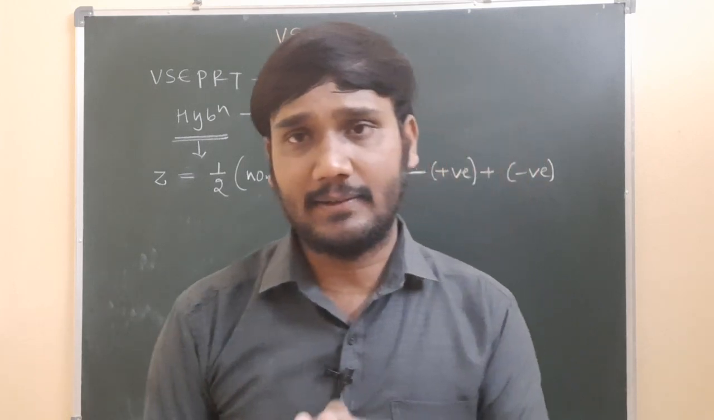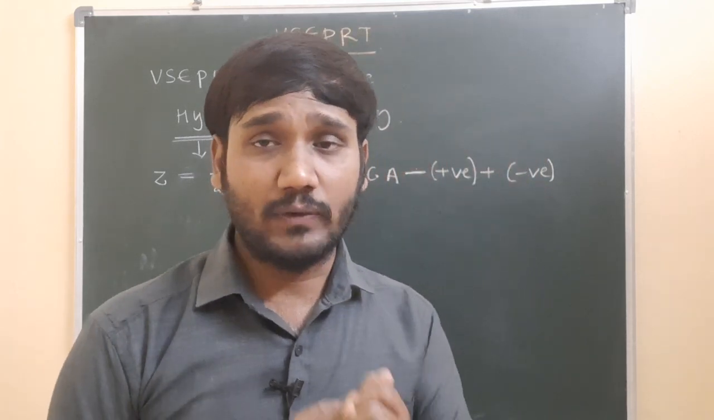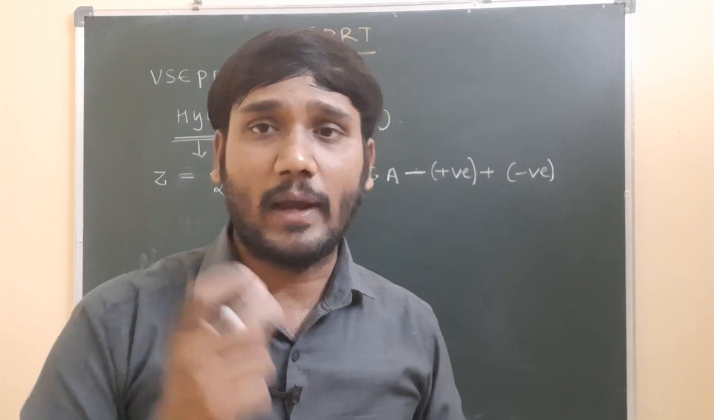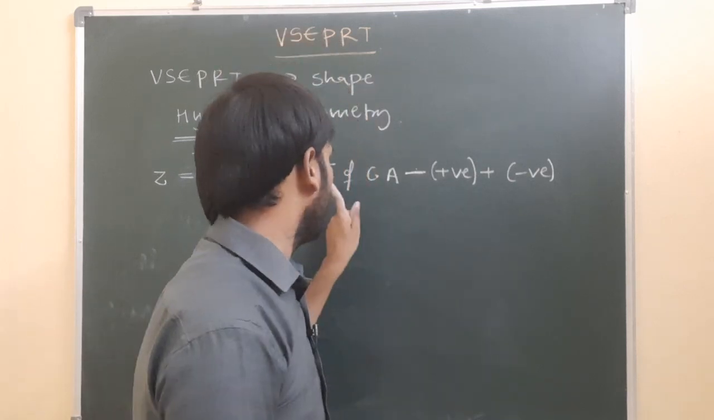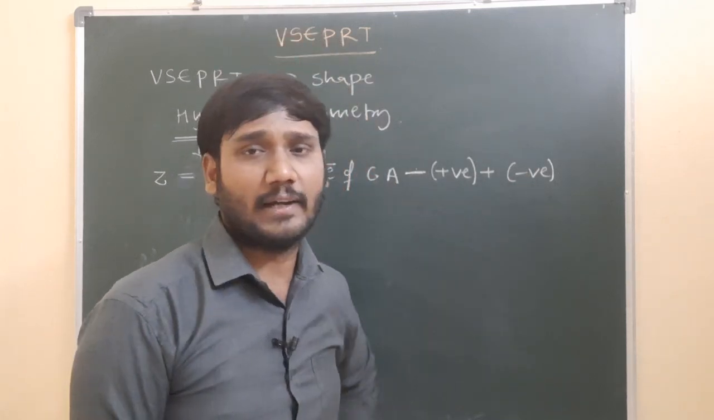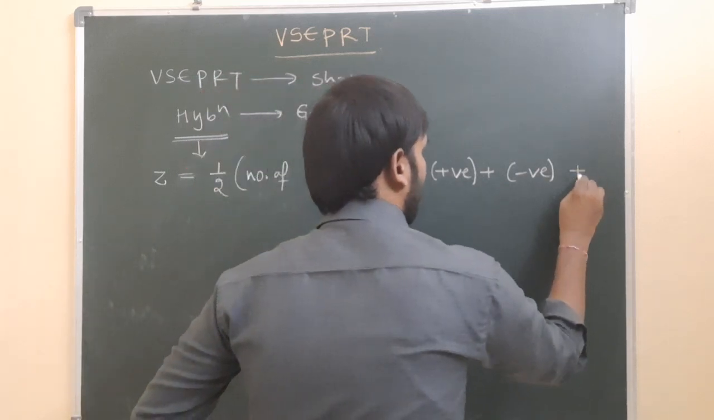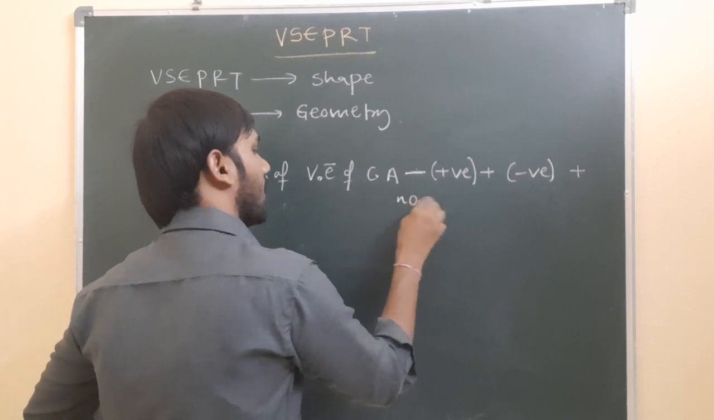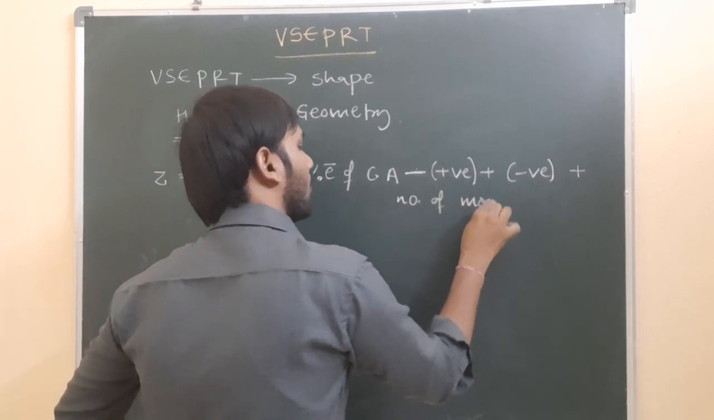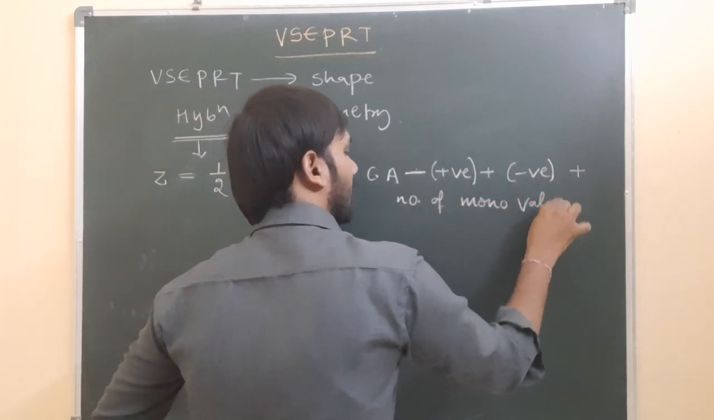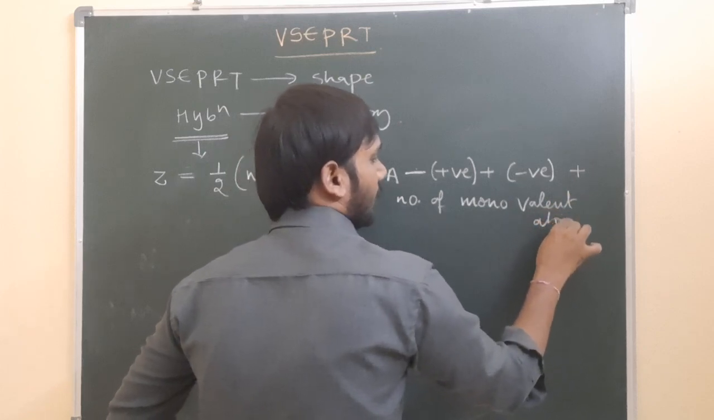So in Cl minus, an electron is accepted. Next, CO3 2 minus is nothing but 2 extra electrons. So the valency electrons plus the 2 extra electrons. So that is plus negative charge. At the same time, plus number of monovalent atoms.